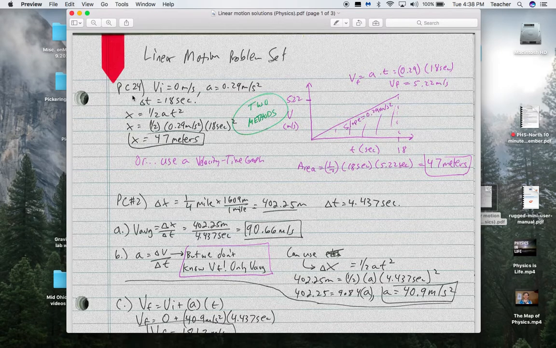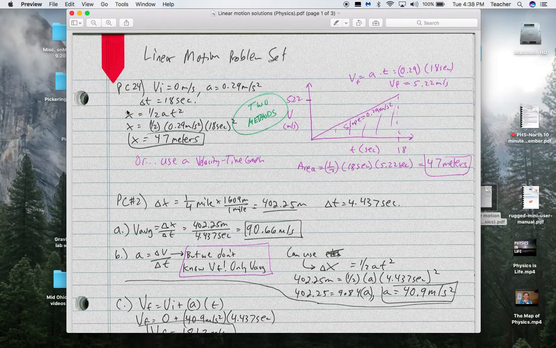The first one was PC, standing for Physics Classroom, 24. It was basically windblown and can't swim ashore. Love the names from Physics Classroom. They're boating. They accelerate from rest in their sailboat, and how far are they from shore after 18 seconds? So we're given the initial information, acceleration, and time interval.